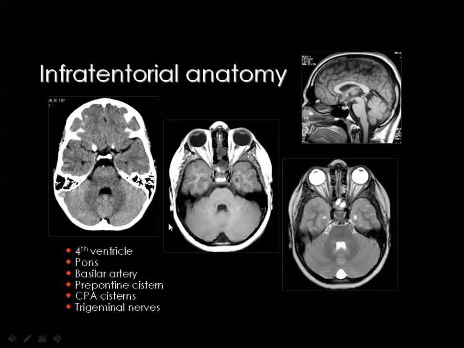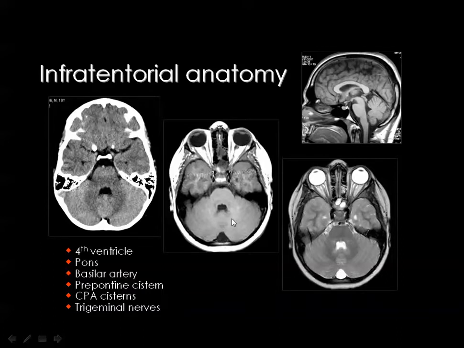Then by MRI T1 and T2 weighted image, you should see the same anatomy. This is the fourth ventricle, this is the pons, this is the cerebellopontine junction or the middle cerebellar peduncle, this is the left cerebellar hemisphere, this is the cerebellar vermis, and this is the right cerebellar hemisphere. Also, you can identify the cisterna magna posterior to the cerebellar hemisphere.